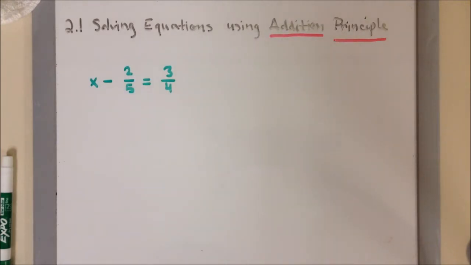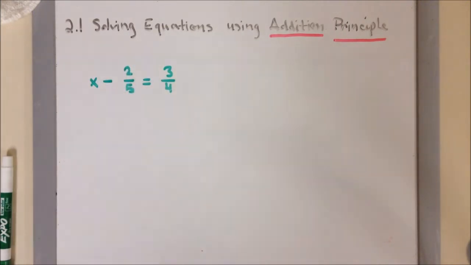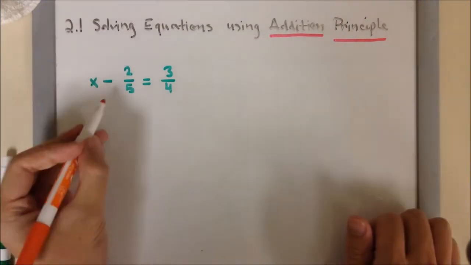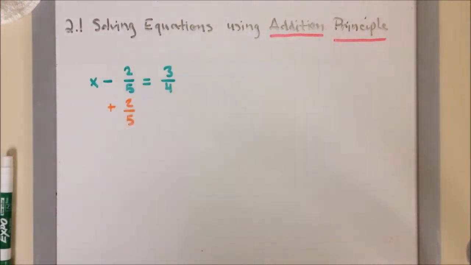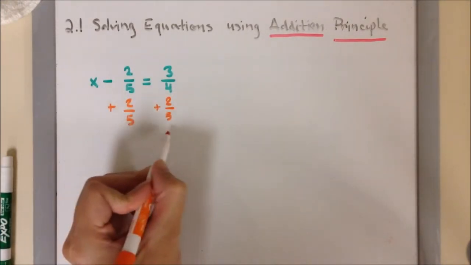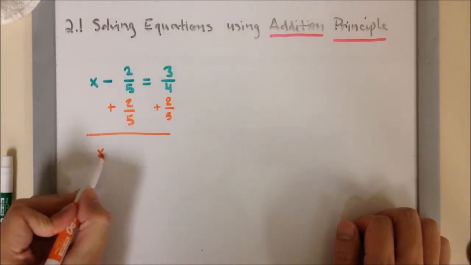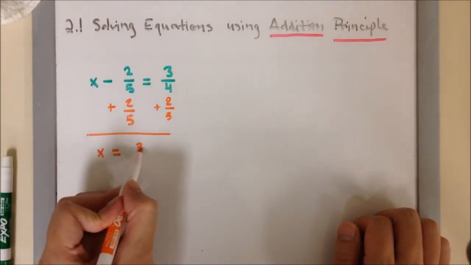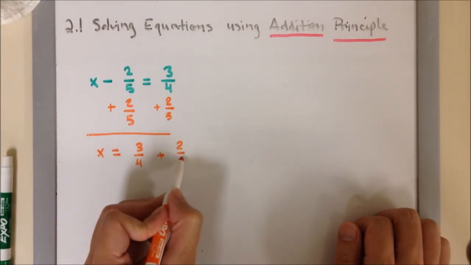So just like in the previous section, I'm going to cancel out the minus 2 over 5. The opposite of it will be plus 2 over 5. Since I'm adding 2 over 5 on the left side, I've got to balance the equation and add 2 over 5 on the right side. So what I'm going to do is write it side by side, and here's why. x equals 3 over 4 plus 2 over 5.